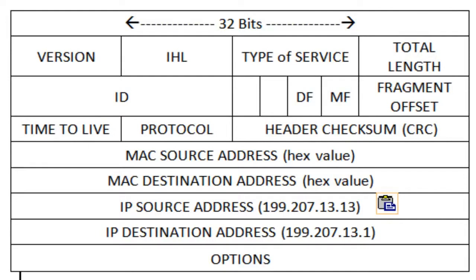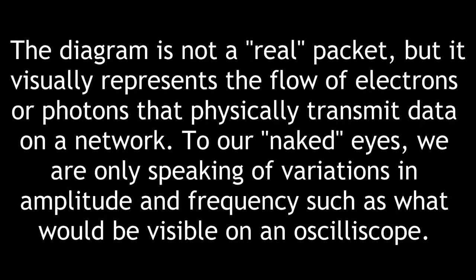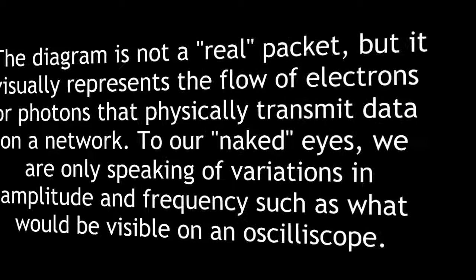Now, packets don't really look like this. They're just oscillating light pulses if it's fiber, or patterns of electrons flowing through a wire that vary in amplitude and frequency and modulate. But this is how we represent it. This is how we understand it, or how we logically try to look at or understand a packet. Once again, the diagram is not a real packet, but it visually represents the flow of electrons or photons that physically transmit data on a network. To our naked eyes, we are only speaking of variations in amplitude and frequency, such as what would be visible on an oscilloscope. Not very intelligible to us, but very intelligible and useful to a computer.